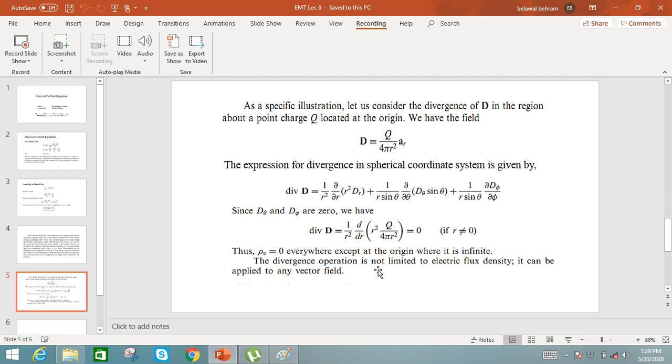The divergence operation is not limited to electric flux density. I have already explained this, that the divergence operation is not limited to electric flux density. It can be applied to any vector field. Like we had taken the general vector field A and we had defined the divergence of A. So the divergence can be applied to any vector field. Thank you.